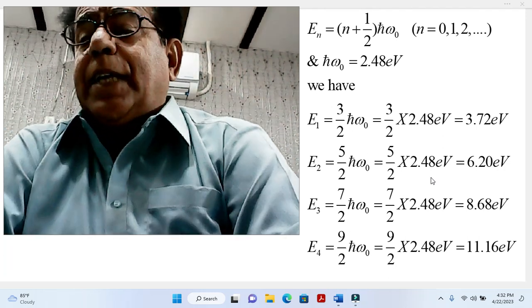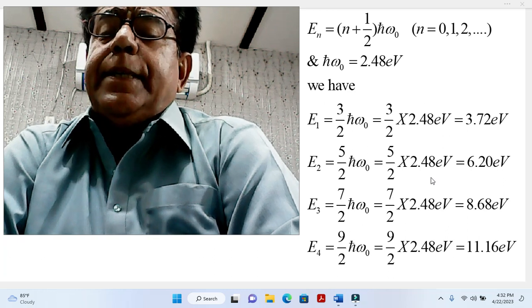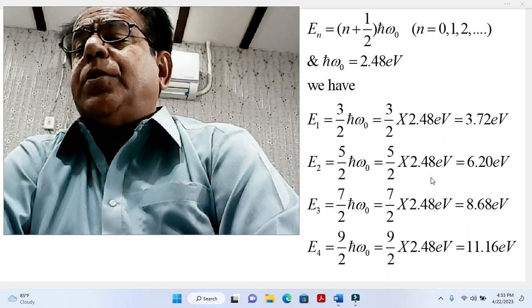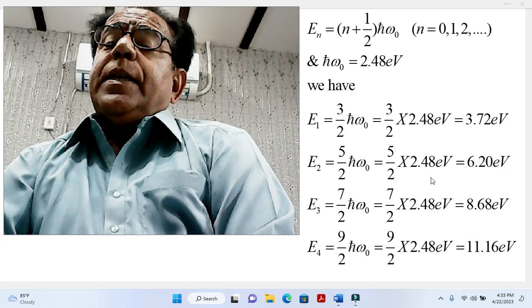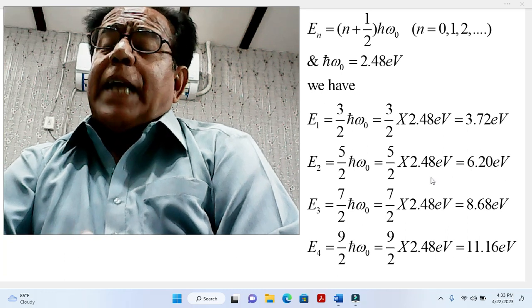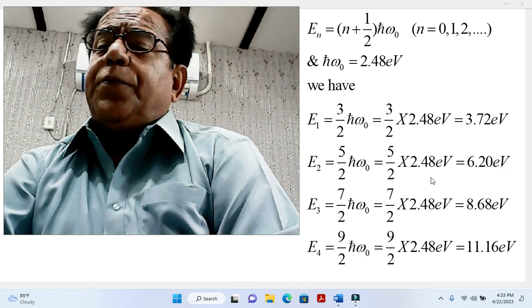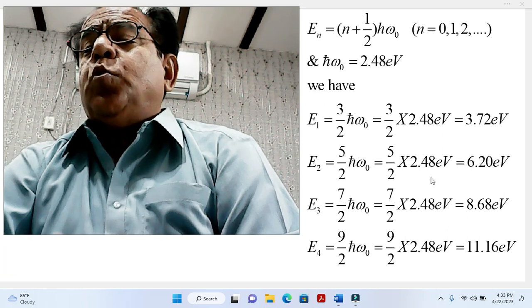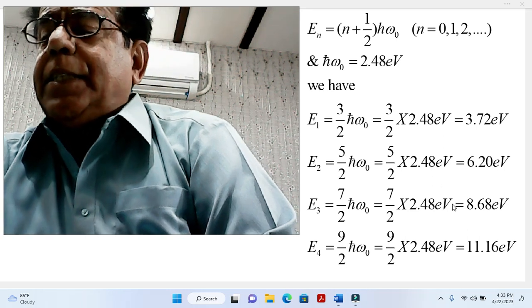So what we have done so far: the value of E naught has been provided in the statement, E naught is equal to 1.24 electron volt. From that value we have calculated the value of h cut omega naught, which has become double of E naught, that is 2.48 electron volt, and hence by putting n equal to 1, 2, 3 and 4 we have calculated the values of E1, E2, E3 and E4. Almost our problem has been solved.